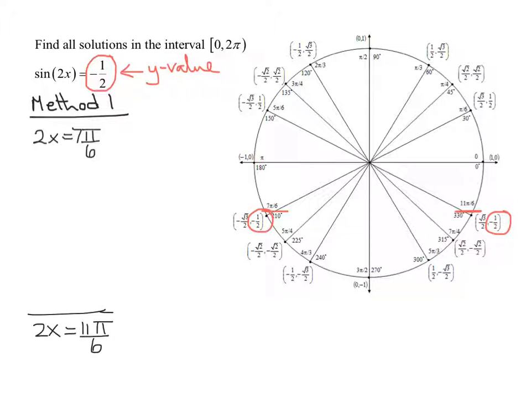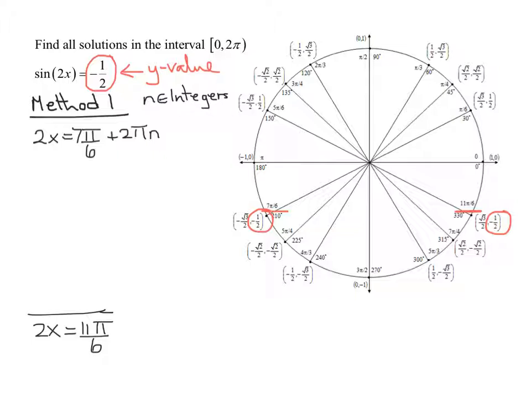Now in method 1, the way I'm going to solve it is I'm going to find all possible solutions first. To find all solutions, you take the function you're given, the sine function. Its period is 2 pi. So you add 2 pi n. That gives me every single coterminal angle with this angle right here. And remember, n is an element of the integers. So n can be any integer you want. So that is what 2x equals.